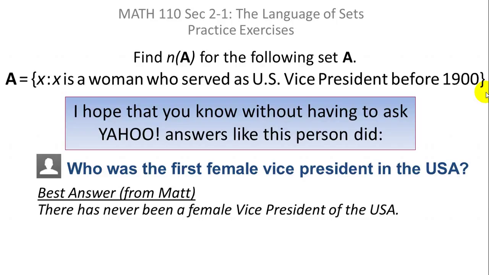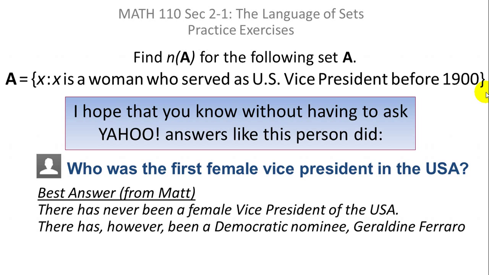He went on to say more, and although we don't need more to answer this question, I thought it was sort of interesting. Do you remember who that nominee was that was not a vice president, but that actually ran for vice president on the ticket? Do you remember her name? Well, he went on to say, there has, however, been a Democratic nominee. Her name was Geraldine Ferraro. And again, he went on further, but I thought I'd pause. Do you remember who she ran on the ticket with? Well, as he continued on, it was the Dukakis ticket, she ran with Michael Dukakis.